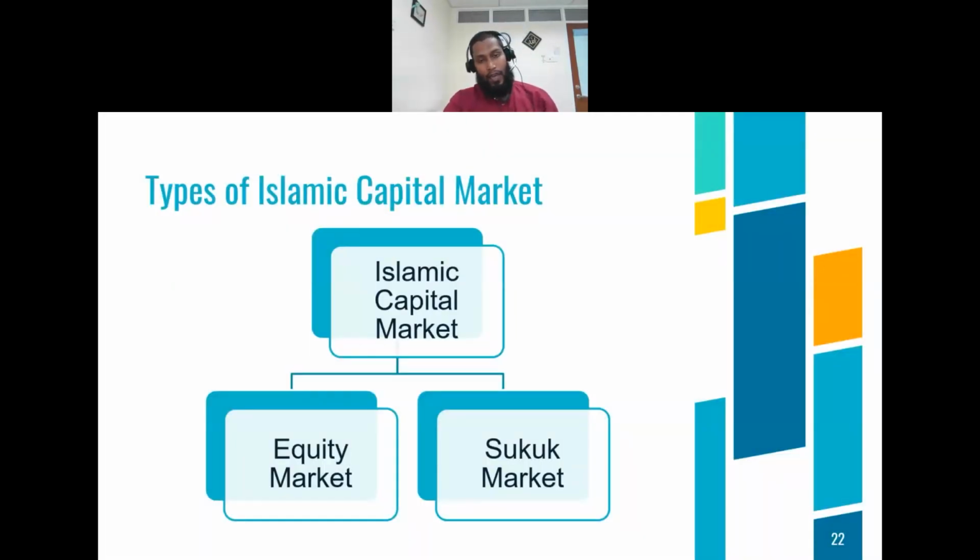Under this Islamic capital market, there are two important components, which are the Islamic equity market and the sukuk market. The sukuk market is mostly sukuk as an alternative to conventional bonds. That is sometimes debt based, or sometimes it is also musharaka, or partnership business. However, the equity market is always based on equity, the shares, where the Sharia compliant shares are traded. So today I'll be focusing on the Islamic equity market, or Islamic share market.